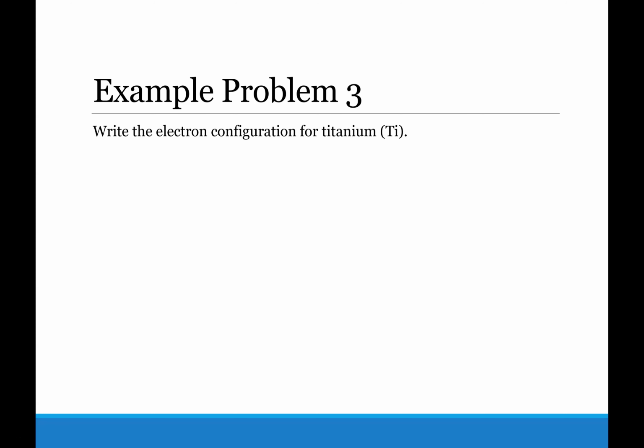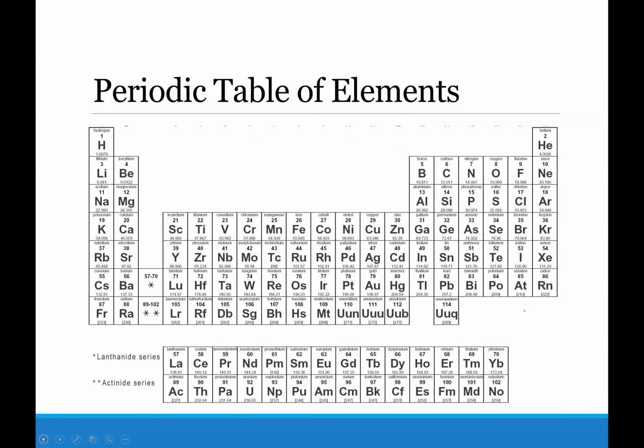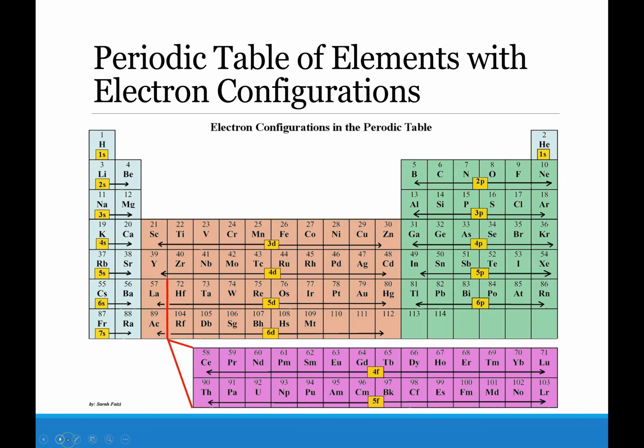Example problem 3 asks us for the electron configuration of titanium. So if we go to the periodic table of elements, we can see that titanium is element number 22. It's going to be in that D block. Going to the electron configuration table here, we found it again at 22, and we're ready to start writing the electron configuration.